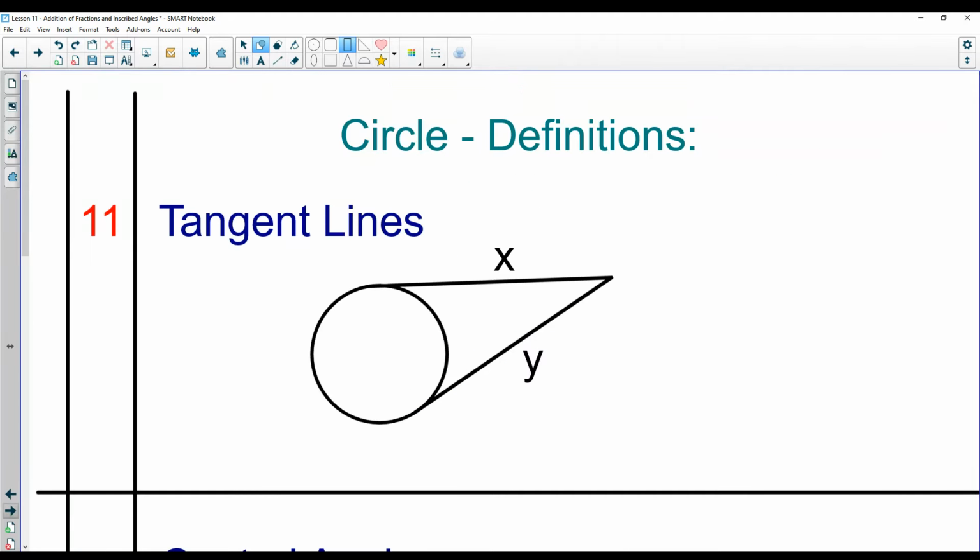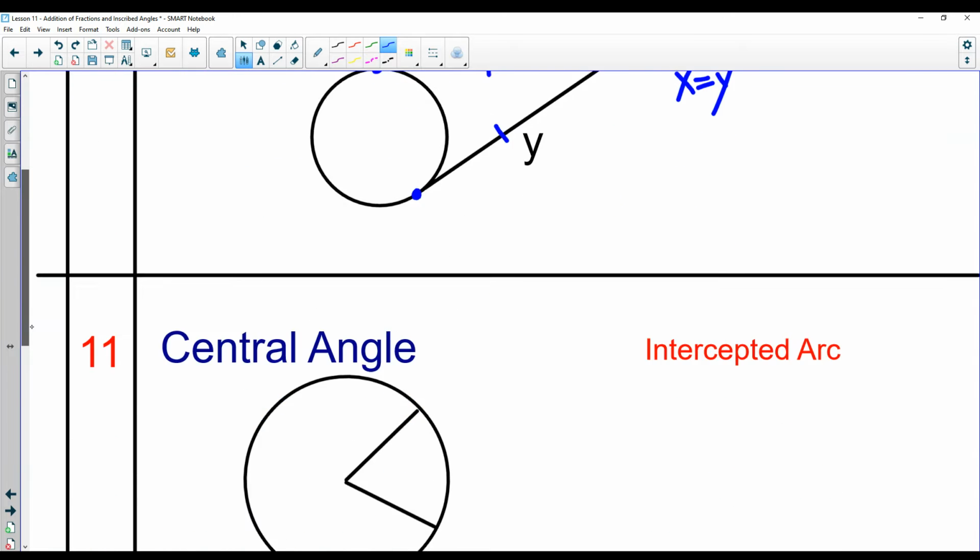All right, folks, it's time to get out our formula sheets. And you can put whatever number you're on in the left column. And this is from lesson 11. We have some circle definitions. So tangent lines: when we have two tangent lines or tangent segments, tangent to the same circle, they intersect outside of the circle, the tangent segments are equal. Therefore x equals y. Some of you might have already put this in your formula sheet from the last lesson, and if so, I guess we'll just move on to the next one.